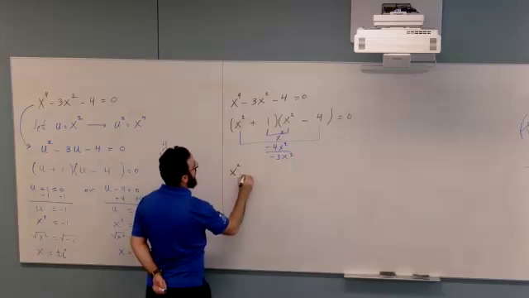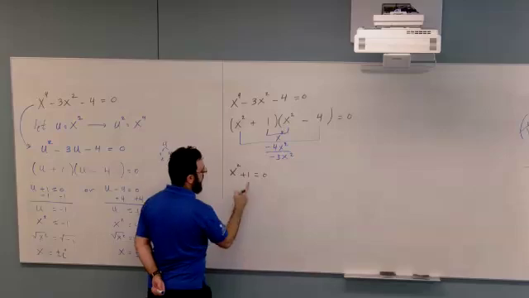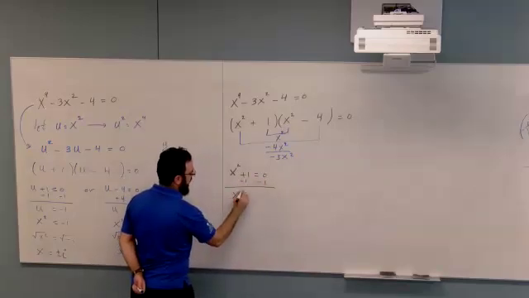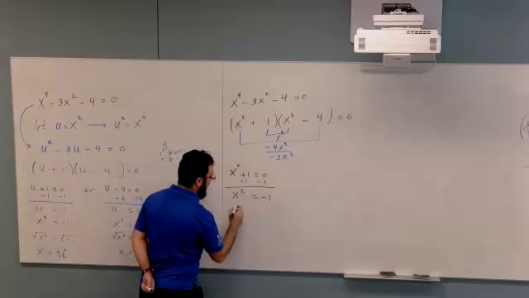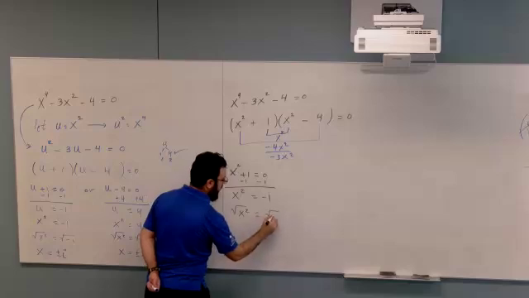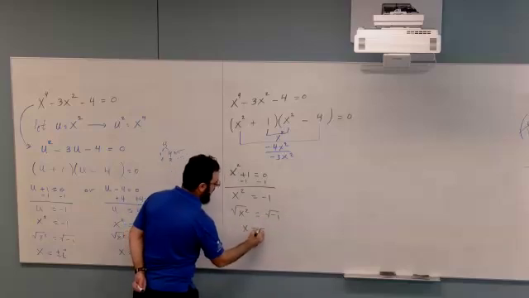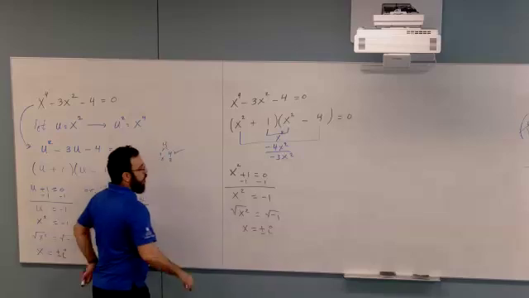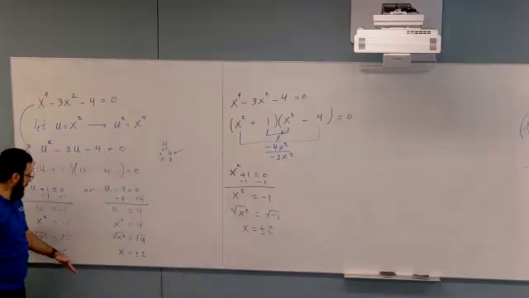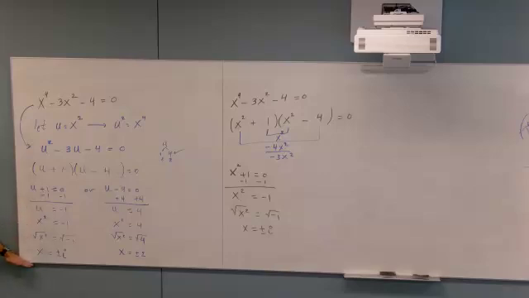x squared plus 1 equals 0. Move the 1 to the other side. So x squared equals -1. Take the square root for both sides. x is going to be plus or minus. From this step to the end, is it the same thing we will do here? Exactly the same thing. So that's the only difference.